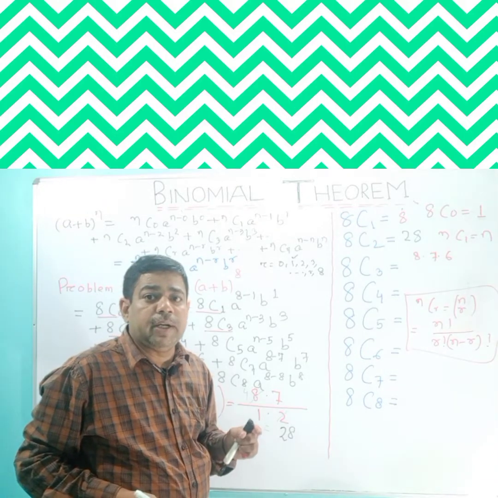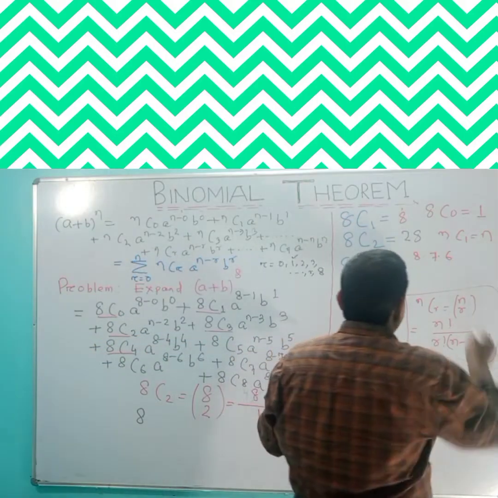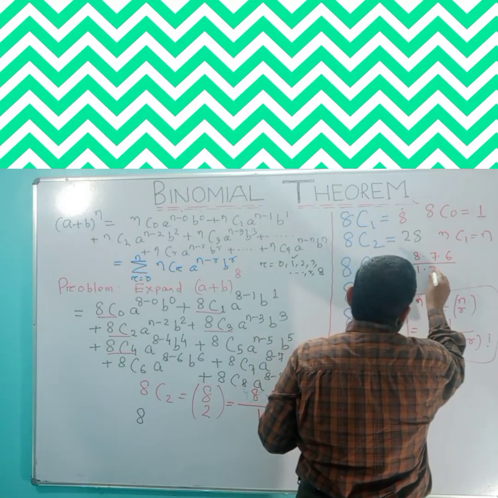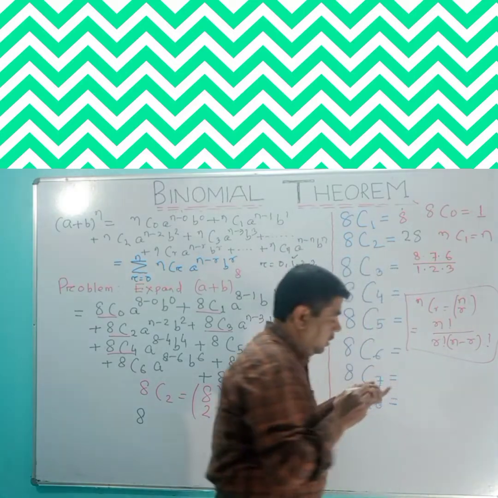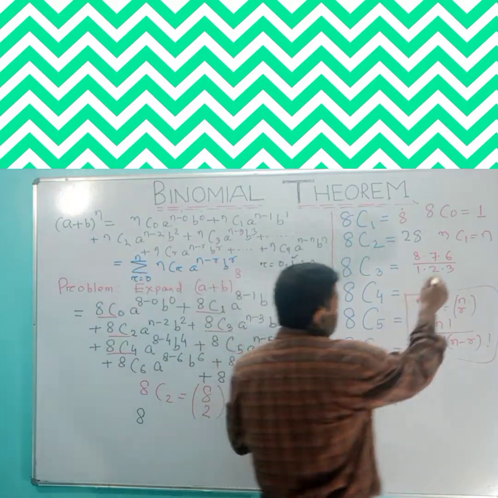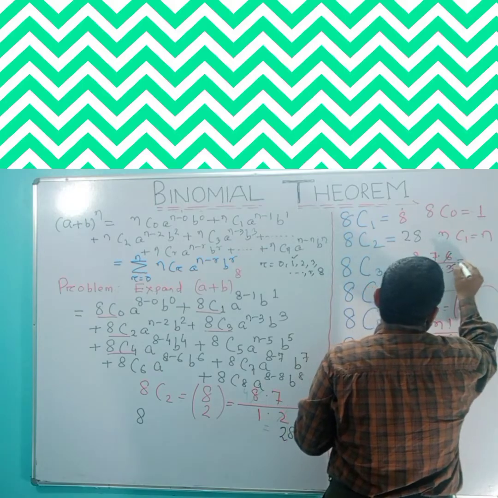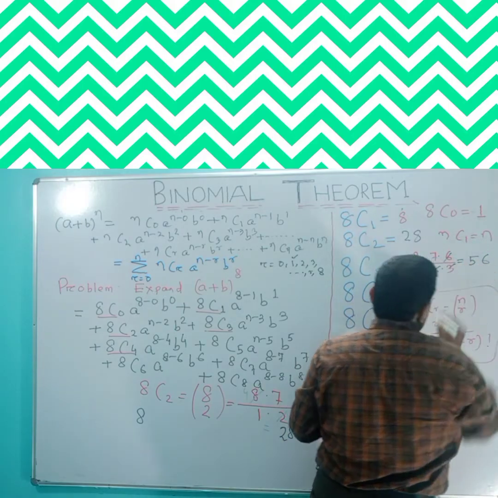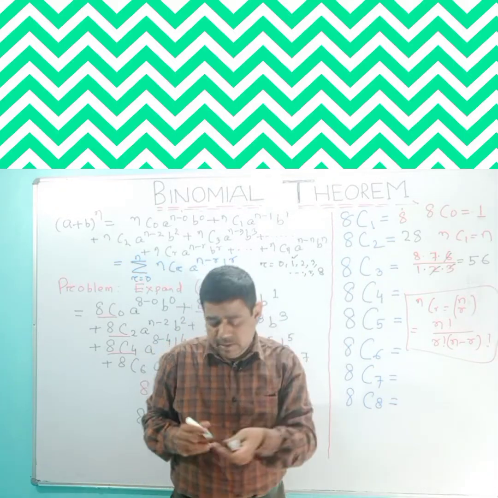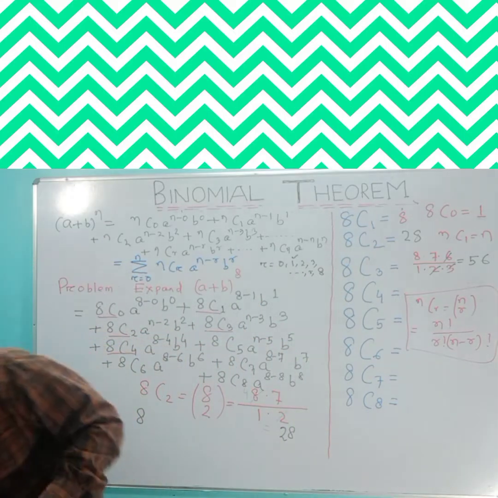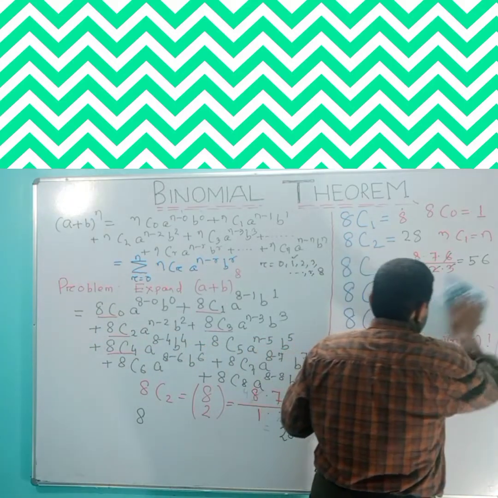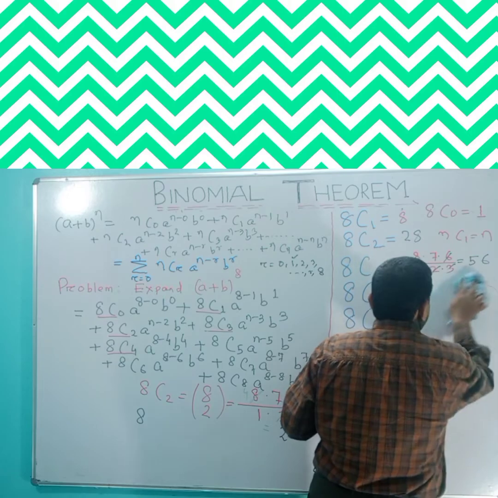8 into 7 into 6. You will start from 8, divided by, because the value is 3, 1 into 2 into 3. Right? Yes. Okay. So you can cancel here. 3 twos are 6, and it will be 56. So 8C3 is 56. Instead of using the formula, you can simply use this to find out the values of nCr. Okay. Is it clear? Once again see. These are the binomial coefficients.